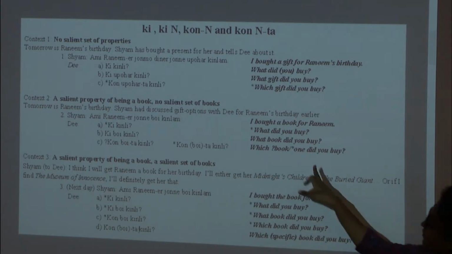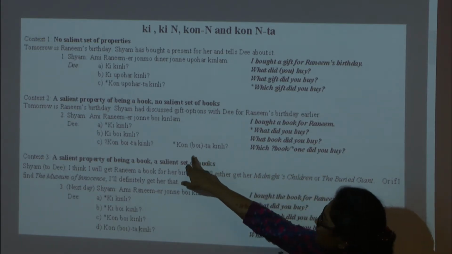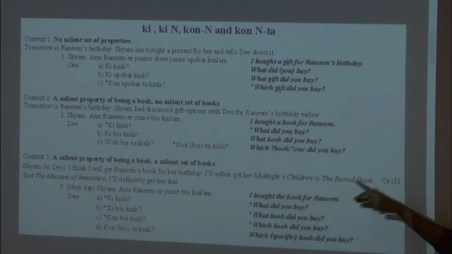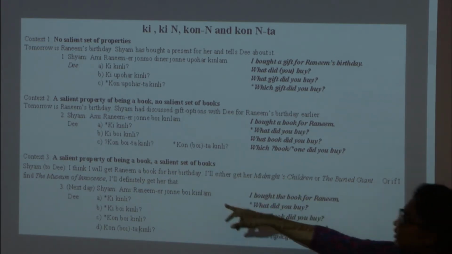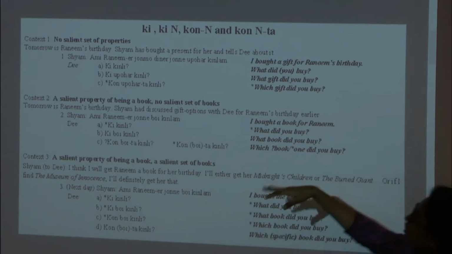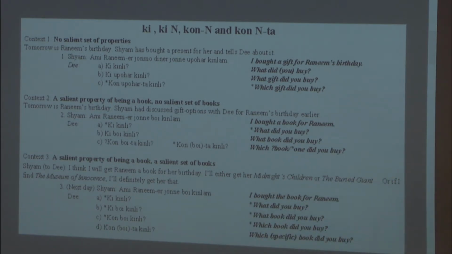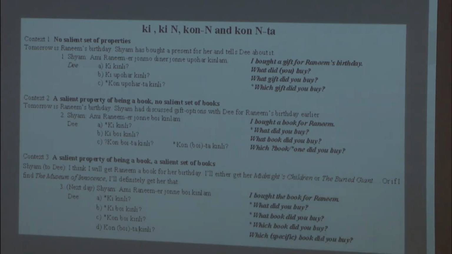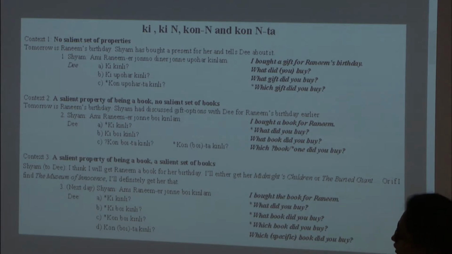And that's even more obvious from the fact that you can't. You can ask, this is okay. But what you can't do is elide book. Because once you elide book, you don't have a salient set of books that you discussed with Dee about anymore. Something of that sort. So that happens. And then in context 3, you have the salient property of being a book, the stuff that you're buying, and you also have a salient set of books.